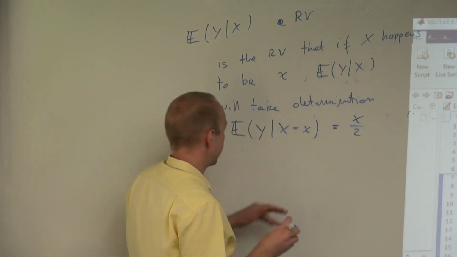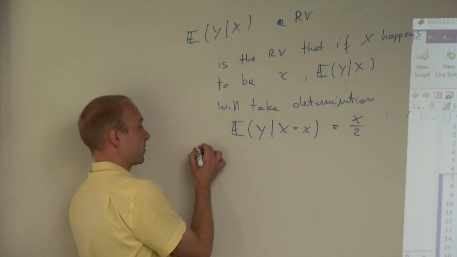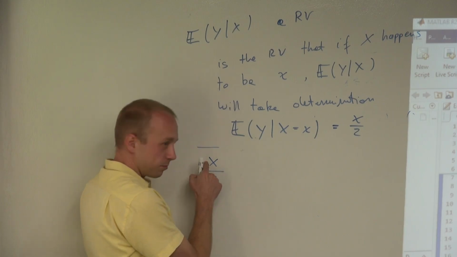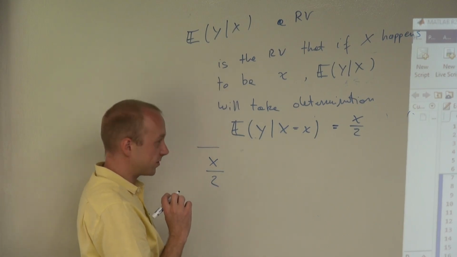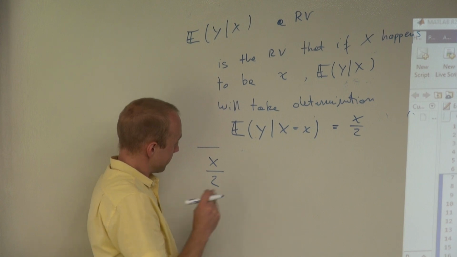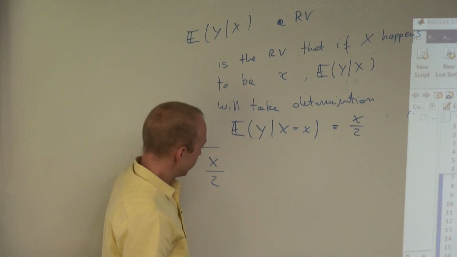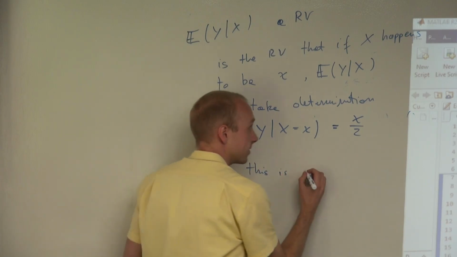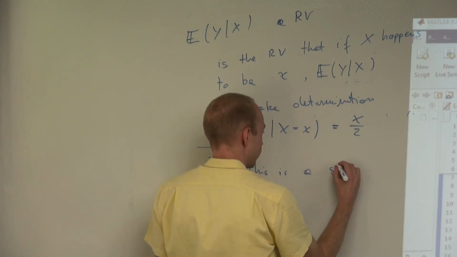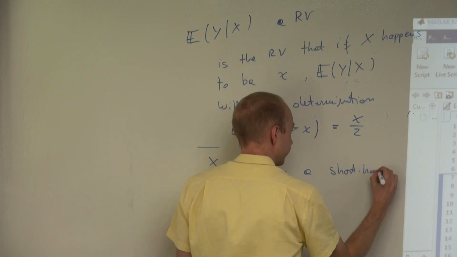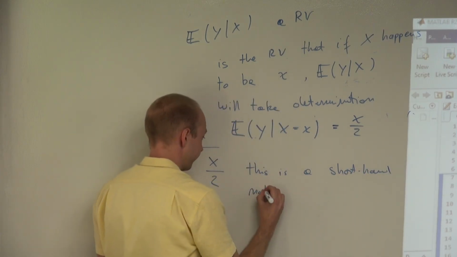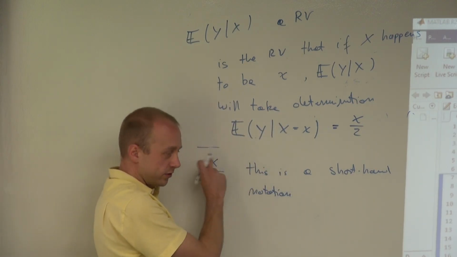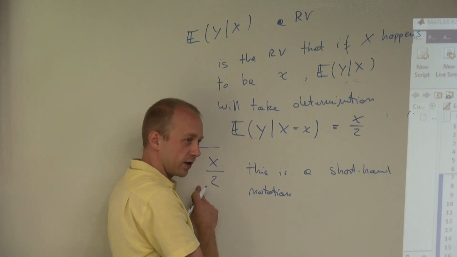See? Okay, now let's open up parentheses. X big divided by 2. What is this? Let's put it in this way. This is a shorthand notation, no? For a new random variable, which is the transformation of x when you divide it by 2, no?